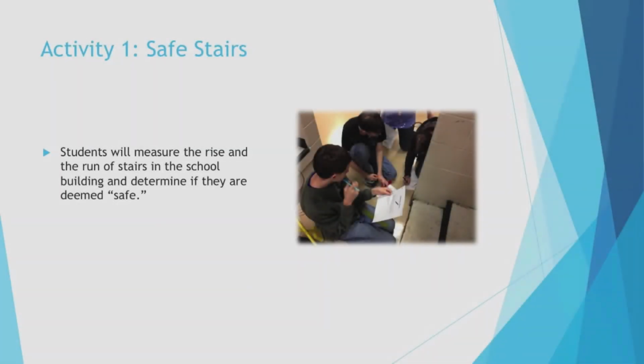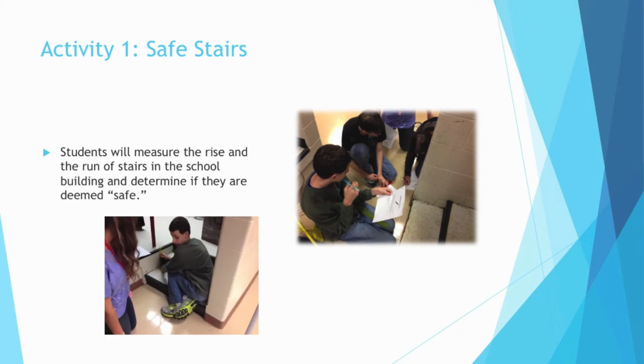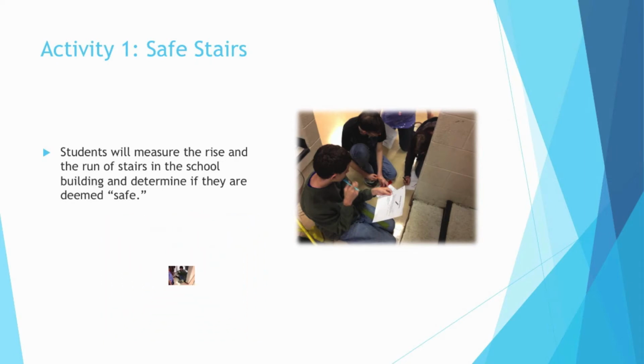In the first activity, Safe Stairs, students will measure the rise and the run of stairs in the school building and determine if they are deemed safe. Students will relate stairs to slope triangles and make connections to proportional slopes.